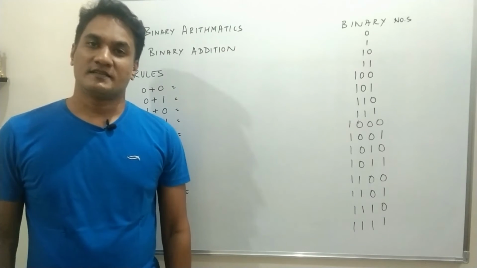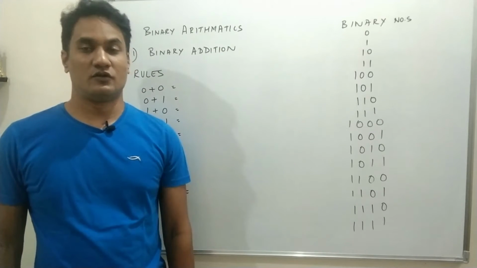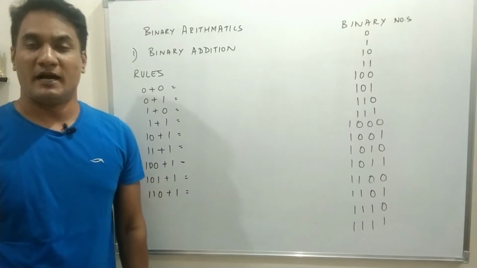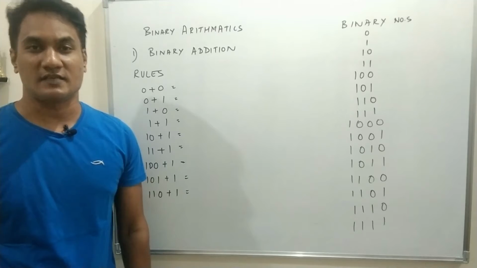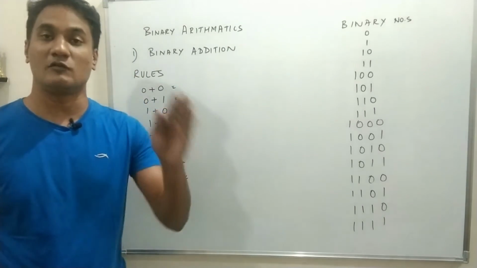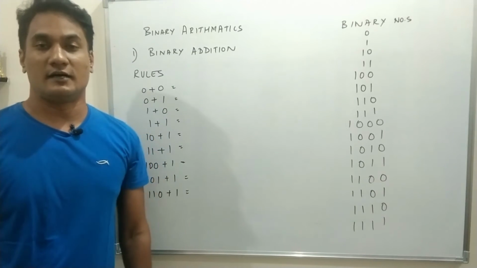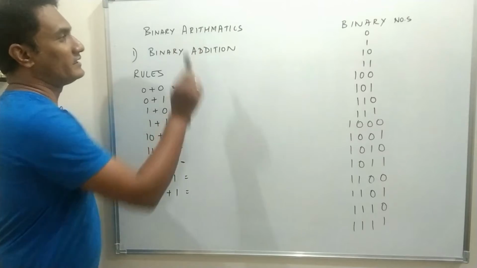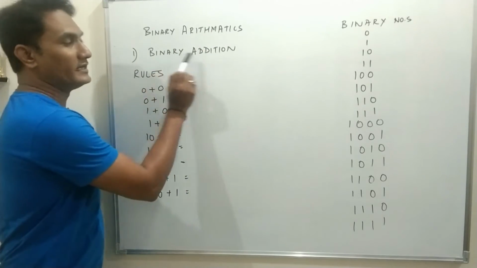The next topic is binary arithmetic. Under the heading binary arithmetic, we will try to understand binary addition and binary subtraction, and there is one more method called the complement method of subtraction, which will be specifically used for binary numbers. First, we will go for binary addition.